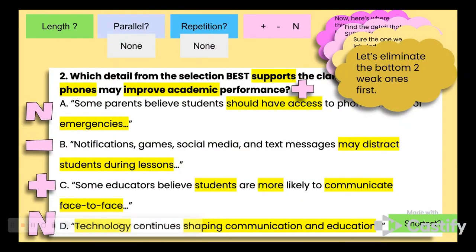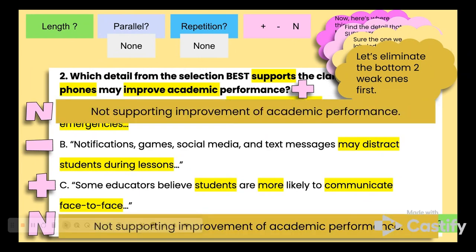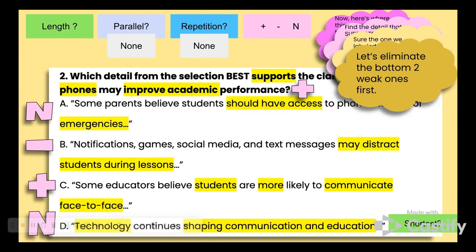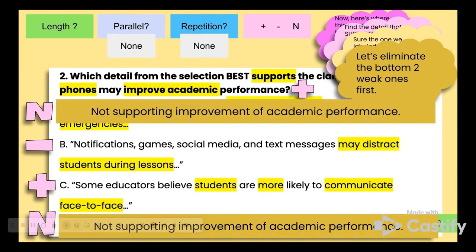A says some parents believe students should have access to phones in case of emergencies. And D says tech continues shaping communication and education. And then you have B. Notifications, games, social media, and text messages may distract students during lessons. All right, so hopefully they say A and D are the bottom. They're not supporting improvement of academic performance. Now, B is proving that it would help academic performance. And then according to C, it is too.